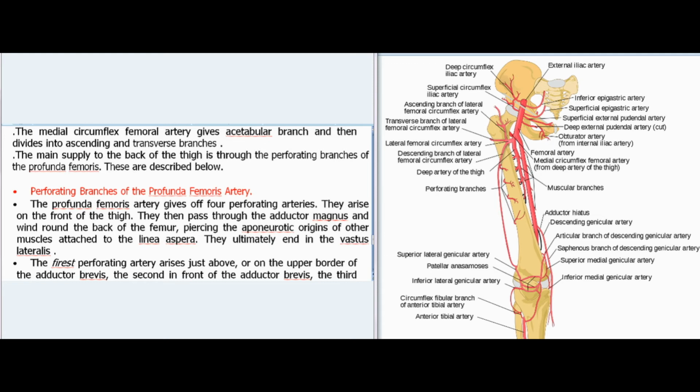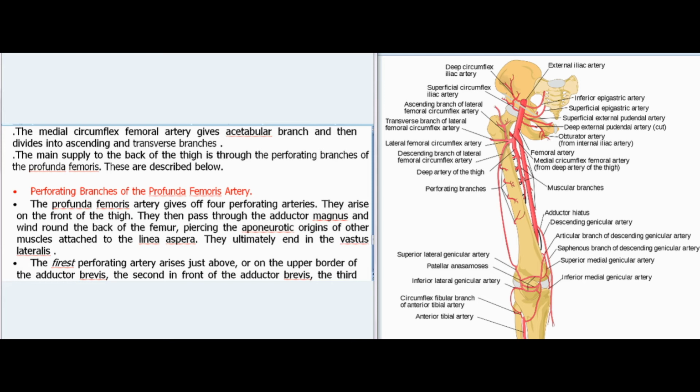Perforating branches of the profunda femoris artery. The profunda femoris artery gives off 4 perforating arteries. They arise on the front of the thigh. They then pass through the adductor magnus and wind round the back of the femur, piercing the aponeurotic origins of other muscles attached to the linea aspera. They ultimately end in the vastus lateralis.